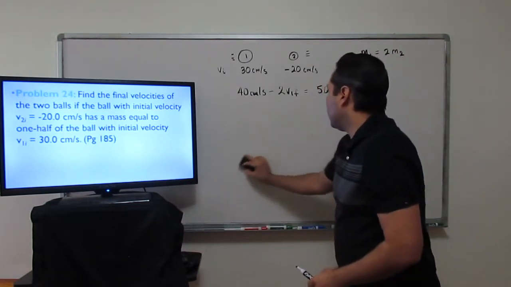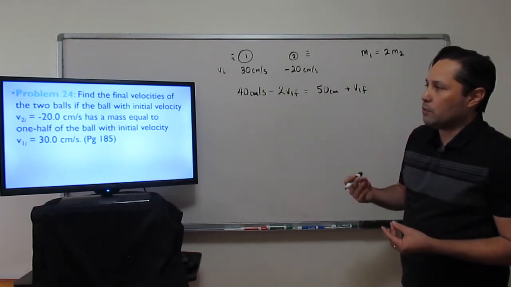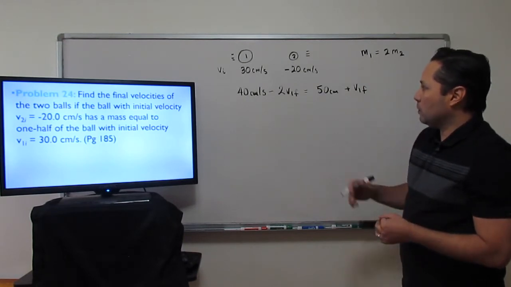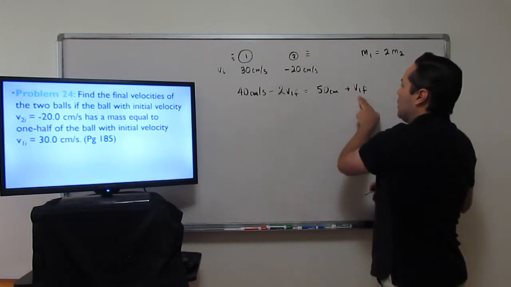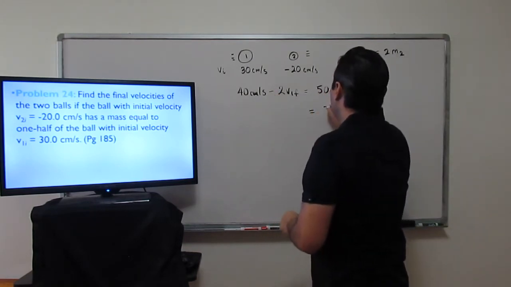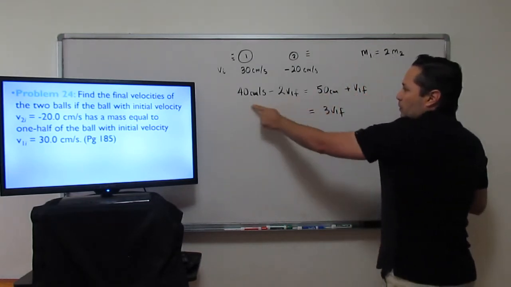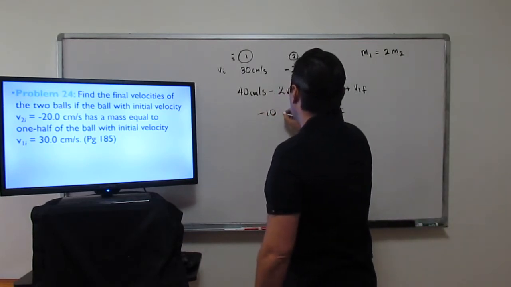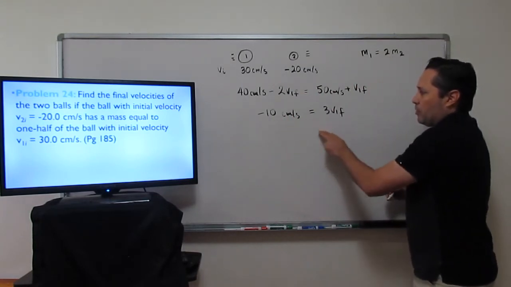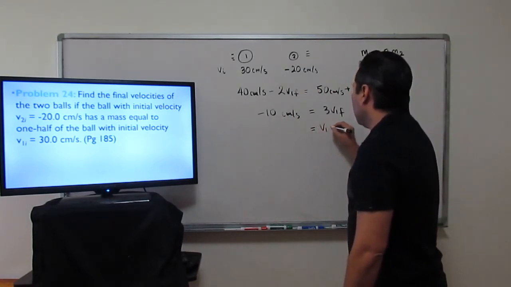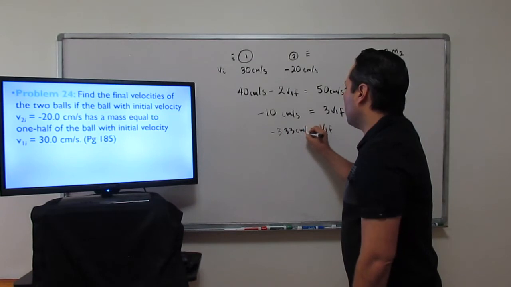Now let's solve for V1 final. Once we have it, we can use that to figure out V2 final as well. For this one we combine like terms. That's a negative, so I'm going to add to both sides. It ends up being 3 V1 final, and the 50 I move over by subtracting 50 from both sides. That gives me negative 10 centimeters per second. Next I divide both sides by 3, which gives me a velocity final of negative 3.33 centimeters per second.